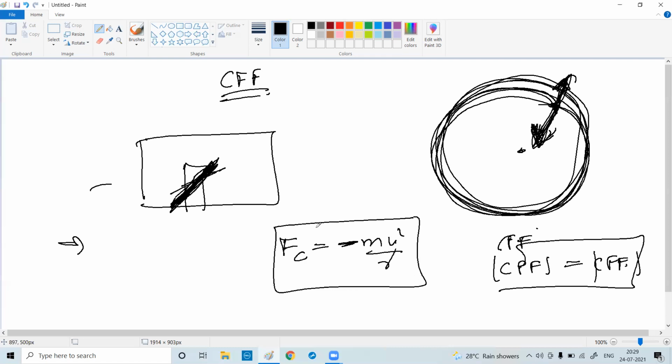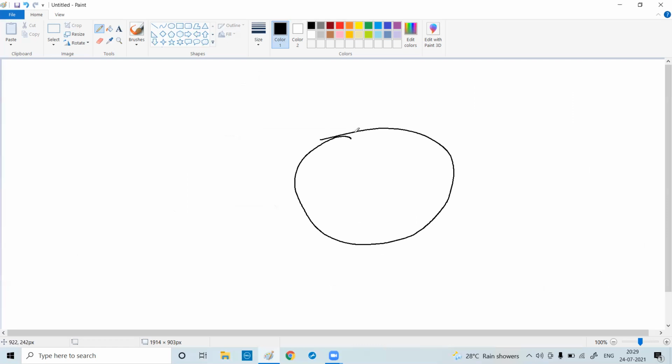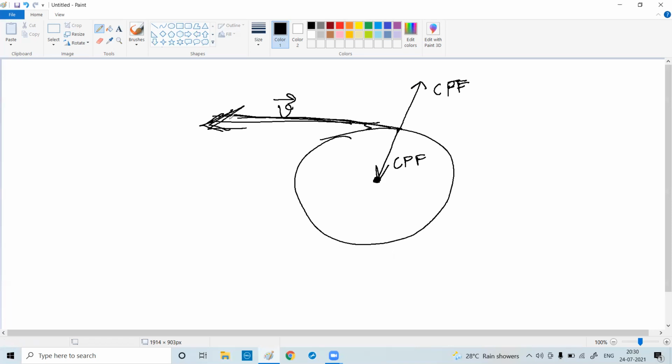Yes, sir. But I'm confused between tangential force and centrifugal force, because both forces are outside the circle, right? Where did I say tangential force? I said tangential velocity. No, no. The centripetal force is acting toward the center. The centrifugal force is acting outward. This is the tangential velocity.